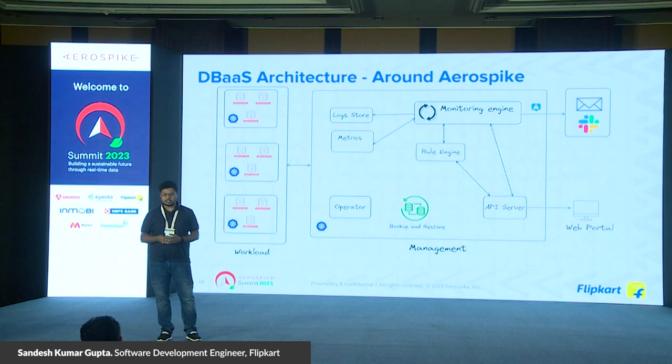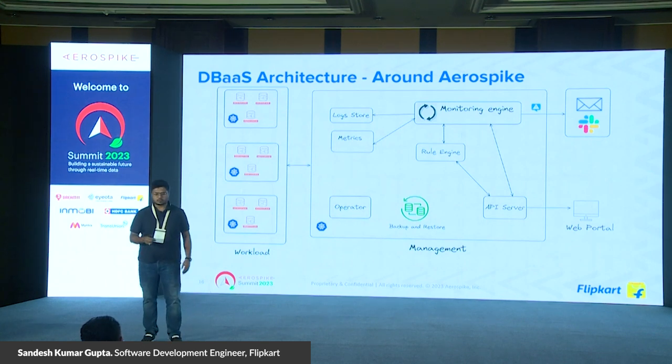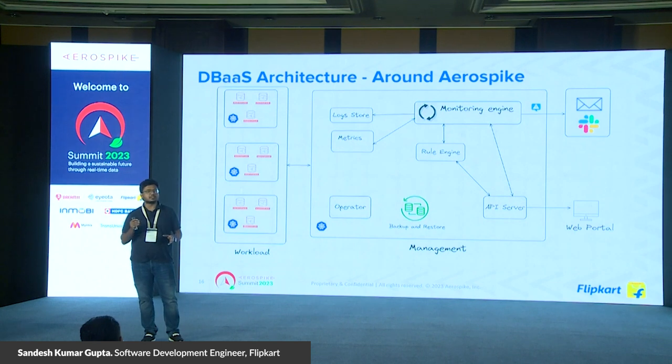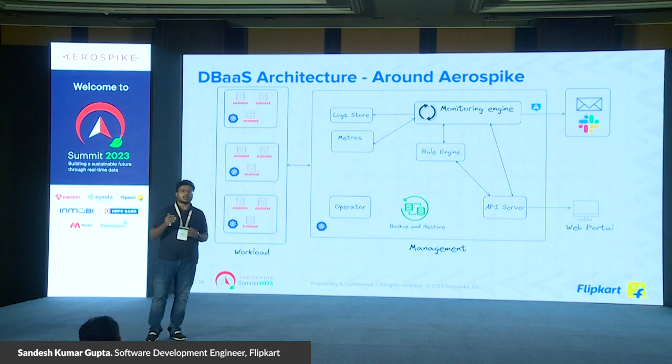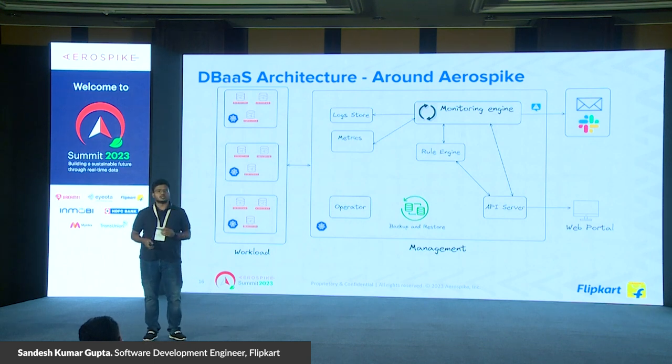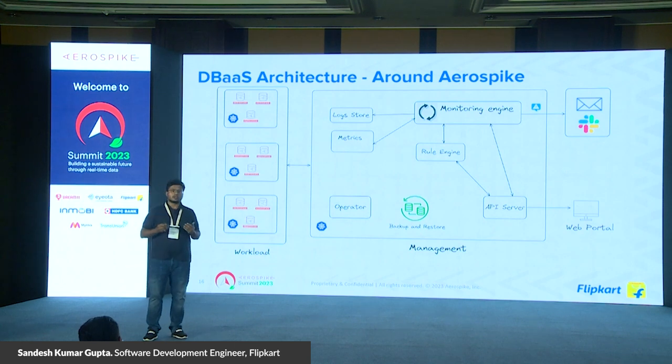We have the operator that we have already covered in the previous slides, and backup solutions. Then there is an API server which acts as a gateway for all the incoming and outgoing requests from this DBaaS portal. So a tenant can have a view of the configurations. They can edit some configurations which are tenant focused, so that we don't have to learn or understand their domain.